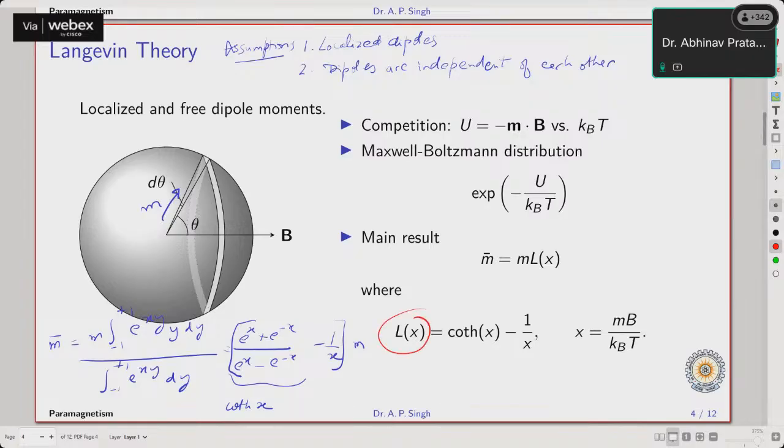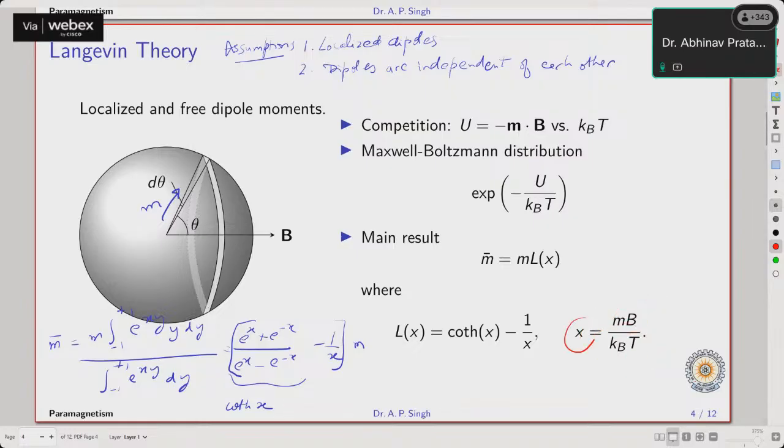This function is called the Langevin function, which is the Langevin theory that we are talking about. So this function is the Langevin function, and this is equal to coth x minus 1 over x. Let us look at this Langevin function, and remember the average value of m is given by m multiplied by the Langevin function. And what is the value of x? x is mB over kT.